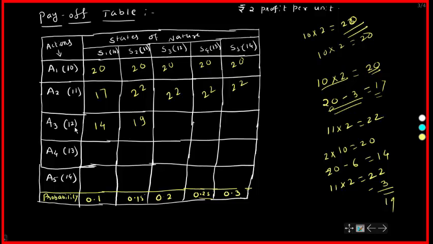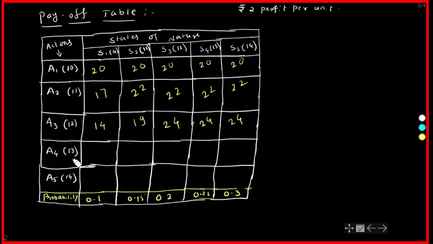Similarly, he purchased 12 newspapers and he sold 12 newspapers. So 12 into 2 is 24, so his net profit is 24. He purchased 12 newspapers, demand is 13, but he can sell only 12 newspapers. So the profit is 24 again.